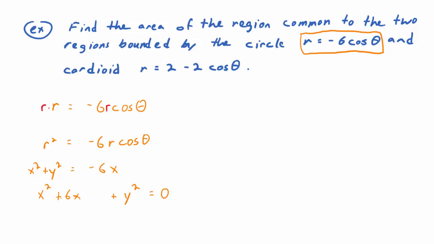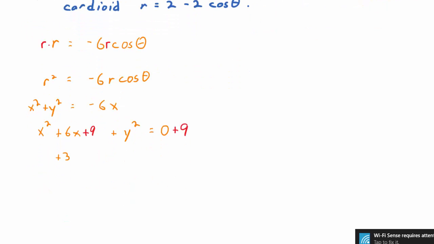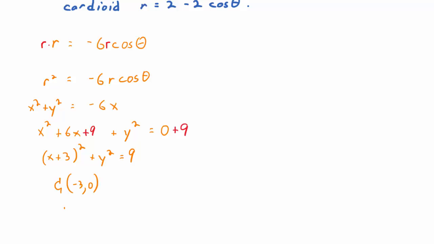Okay, what's half the coefficient of the x? So write down plus 3 ahead of time, and then what do you do with that? Square it. So you square it and add it on, balance things out. You better add it to the other side as well, right? So what does the standard equation turn out to be? Okay, x plus 3 squared plus y squared is equal to 9. Okay, it's a circle. C for center. What's the center? Negative 3, 0. What's the radius? 3.